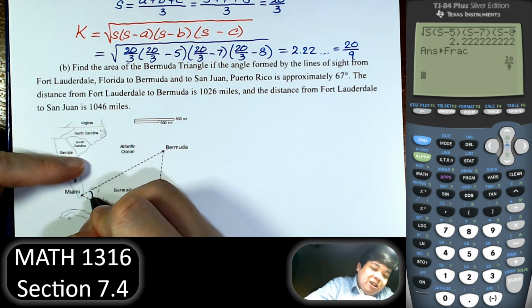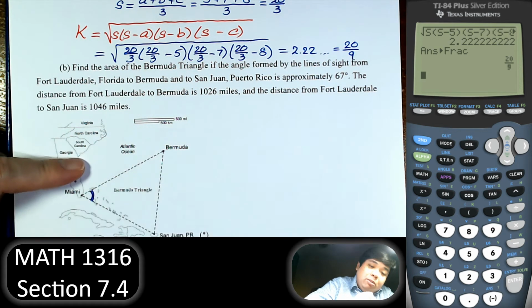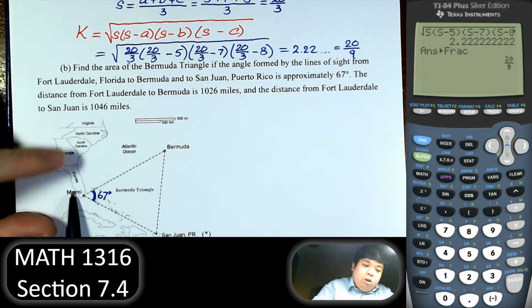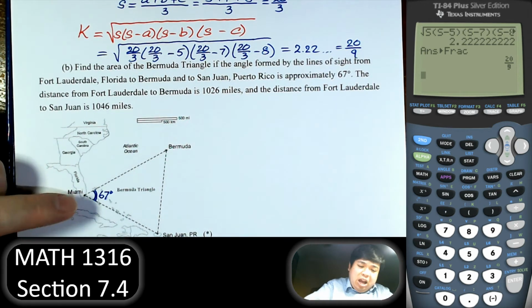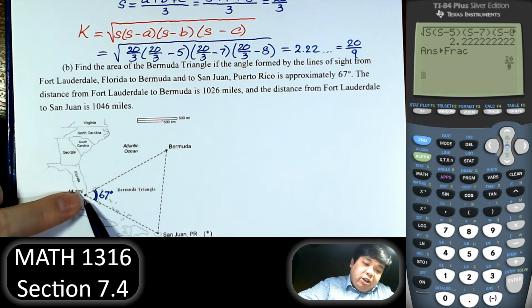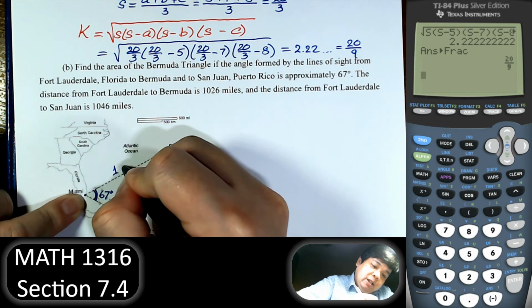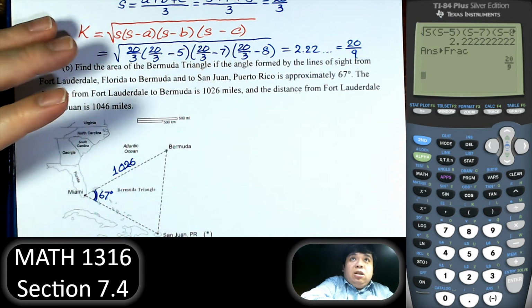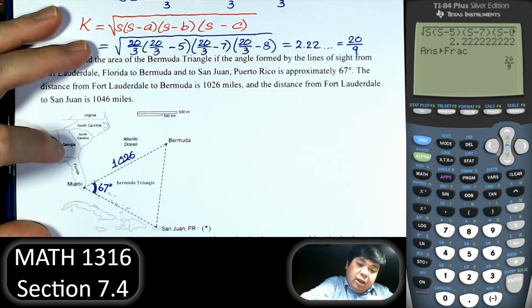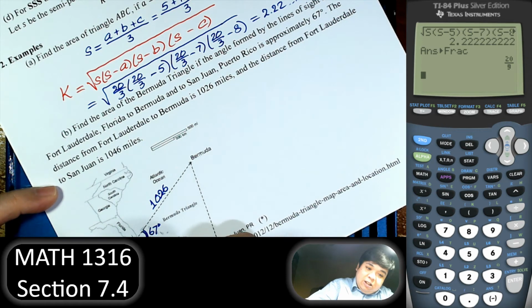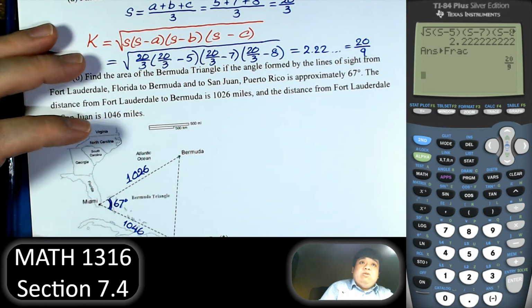But yeah, the angle in between is 67 degrees from Fort Lauderdale, which is I think close enough to Miami here. And then the distance from Fort Lauderdale to Bermuda is 1,026 miles. And the distance from Fort Lauderdale to San Juan is 1046. And we are asked to find the area.